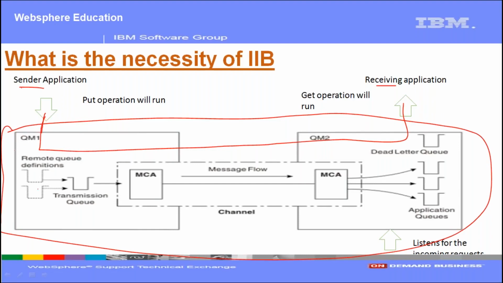In between, we will do the MQ setup. That's what MQ will do. MQ will do a point-to-point transportation between the source application and the destination application. That's what MQ is. Now, let's see what is the necessity of IIB.